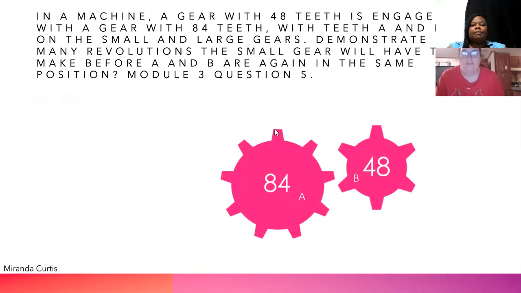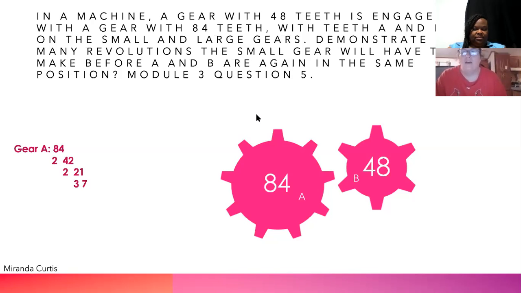All right, Miranda, in a machine, a gear with 48 teeth is engaged with a gear with 84 teeth. With teeth A and B on the small and large gears, demonstrate how many revolutions the small gear will have to make before A and B are again in the same position. Question 5.